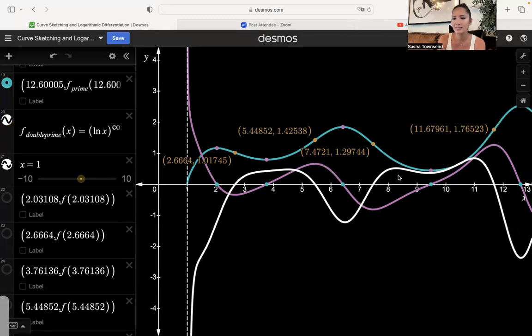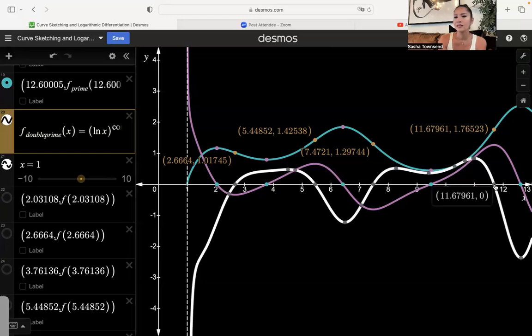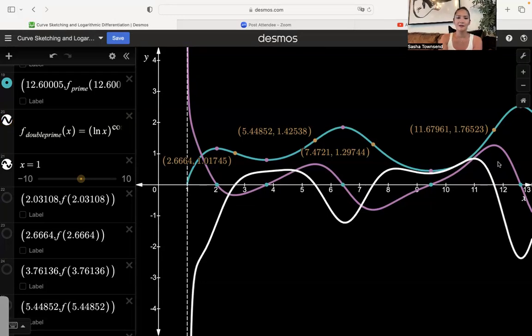And say, okay, well, when's the next point of inflection? It occurs at this x value, x equals 11.67961. That's where the second derivative goes from positive to negative. So the original graph goes from concave upward to concave downward. And we see that f prime goes from increasing to decreasing. So all of that is consistent.